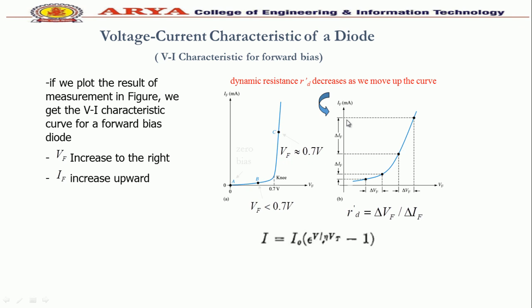So del IF is the change in the forward current corresponding to the change in forward voltage. So the slope of the forward characteristic can be given by del IF upon del V. So RD, or dynamic resistance, can be calculated as the reciprocal of the slope in the forward characteristic. So RD is defined as del Vf upon del IF.